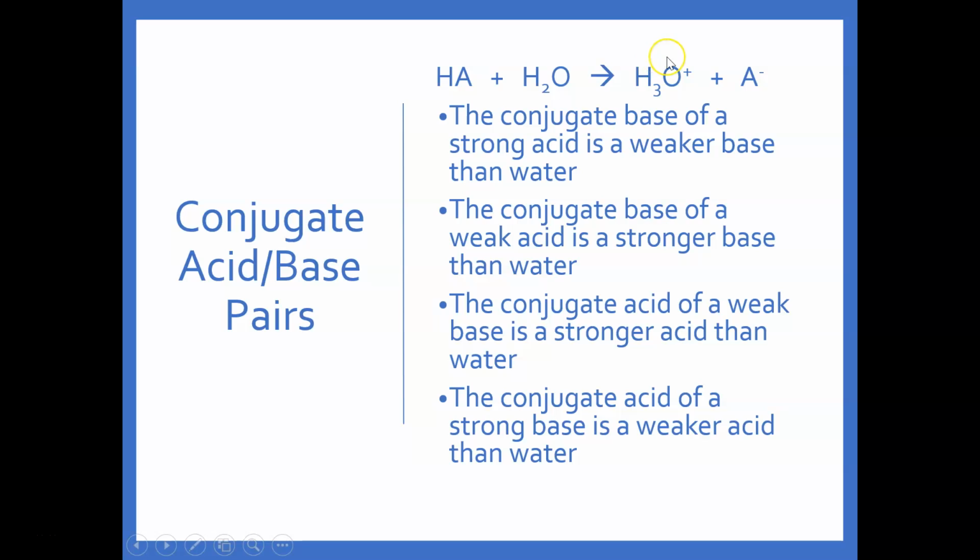So once again, that general formula: the conjugate base of a strong acid is a weaker base than water. The conjugate base of a weak acid is a stronger base than water. The conjugate acid of a weak base is a stronger acid than water, and the conjugate acid of a strong base is a weaker acid than water. So once again, going back to the strong versus weak, the conjugate acids and bases vary depending on what they started out as.